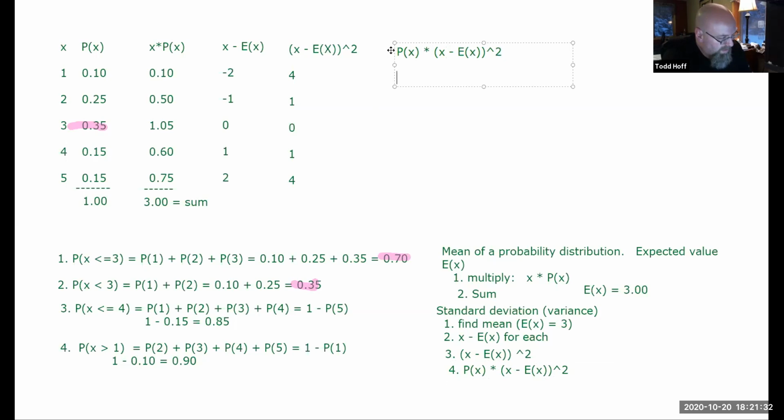So 0.1 times 4 is 0.4. 0.25 times 1 is 0.25. 0.35 times 0 is just 0. 0.15 times 1 is 0.15. And 0.15 times 4 is 0.60. Step 5 now is going to be to find the sum. The sum of these, if I add them up, it looks like it's 1.40. That is the variance.